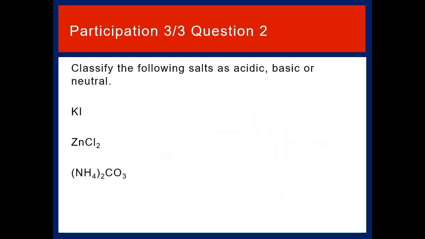Participation 3.3, question 2. Classify the following salts as acidic, basic, or neutral: KI, ZnCl2, and (NH4)2CO3. This is the second question on participation 3.3, due Tuesday, March 3rd at 11:59 p.m. over on Blackboard. The link to the assignment is right below the document where these videos are posted. Again, classify the following salts as acidic, basic, or neutral: potassium iodide, zinc chloride, and ammonium carbonate.